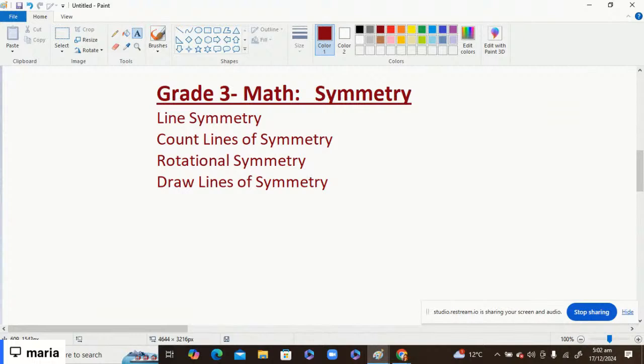So today we are here for grade 3 maths. The chapter we discuss today is symmetry. And here is the list of the lessons: line symmetry, count lines of symmetry, rotational symmetry, draw lines of symmetry.